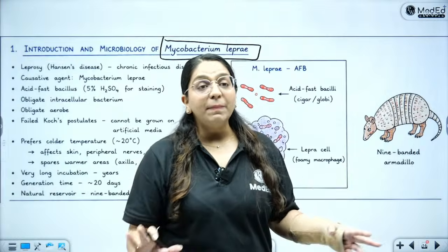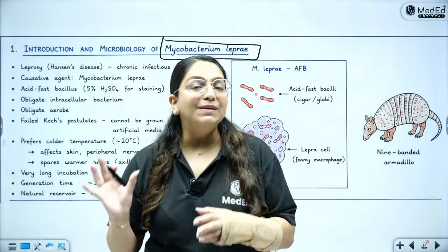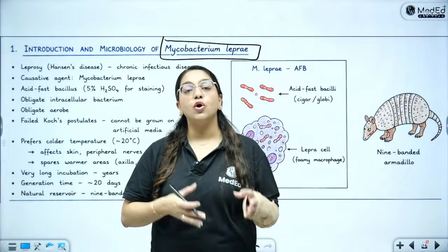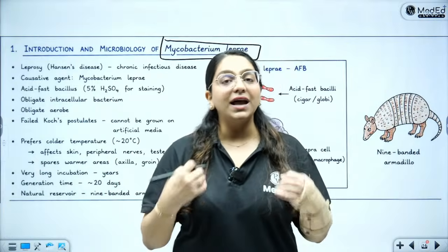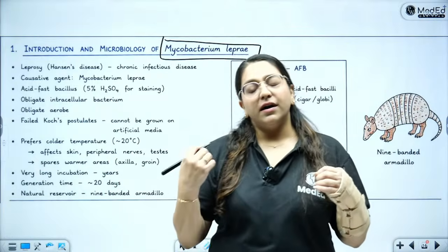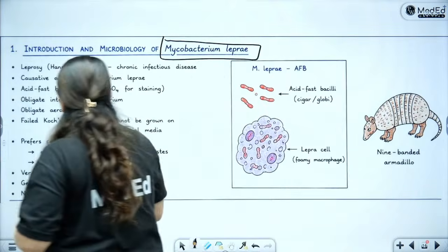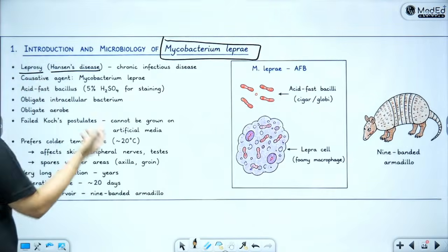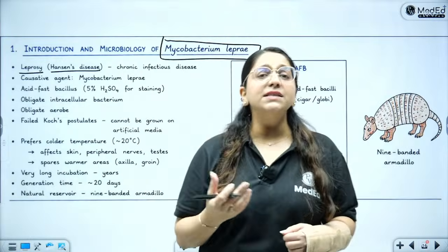So the only place where you can grow leprosy bacteria is in an animal model. Either it grows in the foot pad of a mouse or it grows in the 9-banded armadillo. Nowhere else. So it's an uncultivable mycobacterium, obligate intracellular. It is called Hansen's disease, leprosy, because it was discovered by Hansen. That is why this bacterium is also called Hansen's bacillus.